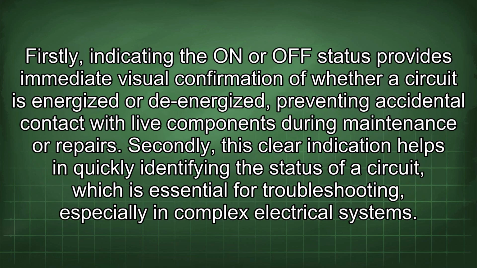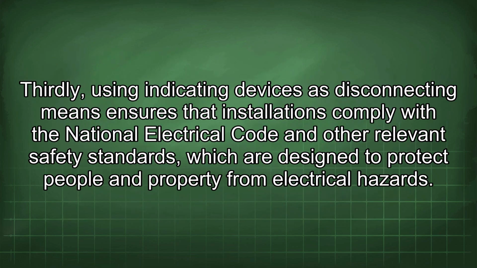Firstly, indicating the on or off status provides immediate visual confirmation of whether a circuit is energized or de-energized, preventing accidental contact with live components during maintenance or repairs. Secondly, this clear indication helps in quickly identifying the status of a circuit, which is essential for troubleshooting, especially in complex electrical systems. Thirdly, using indicating devices as disconnecting means ensures that installations comply with the National Electrical Code and other relevant safety standards, which are designed to protect people and property from electrical hazards.